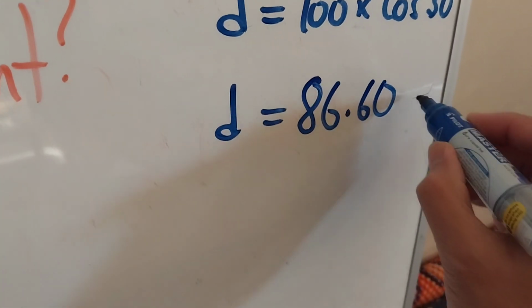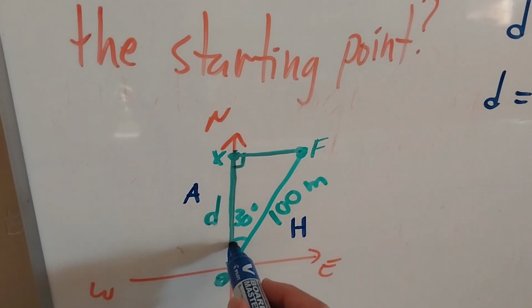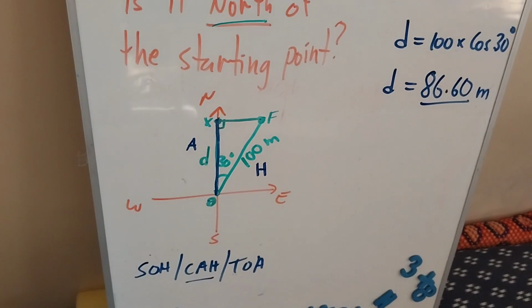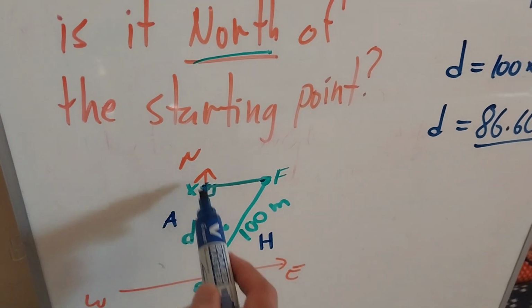and we get 86.60. The third digit is 2, which is less than 5, so we don't have to increase the value of the second decimal place. So giving our answer to 2 decimal places, 86.60, and not forgetting the meters. So the turtle is 86.60 meters north of the starting point. However, its finishing point is over here, but that's how much north it has traveled.